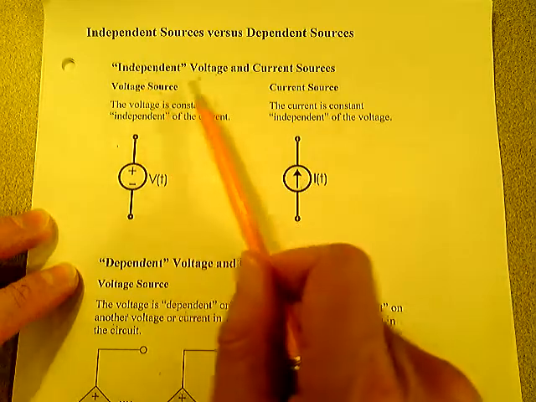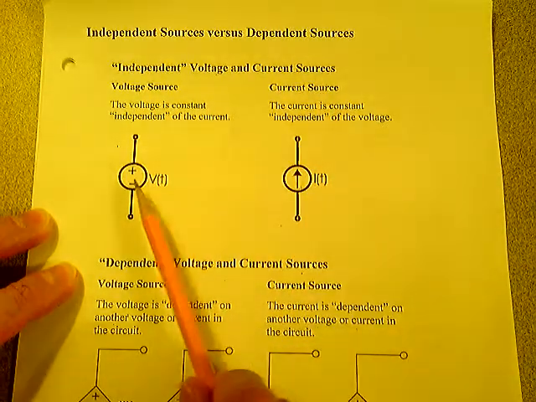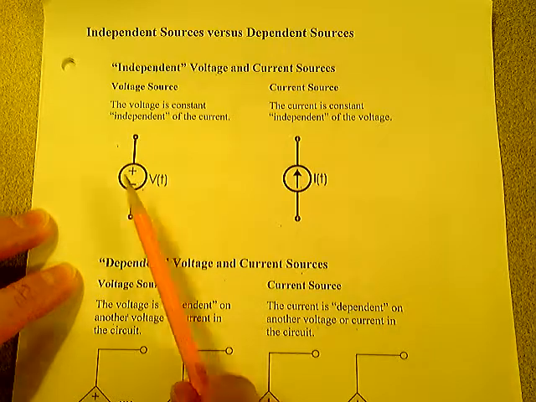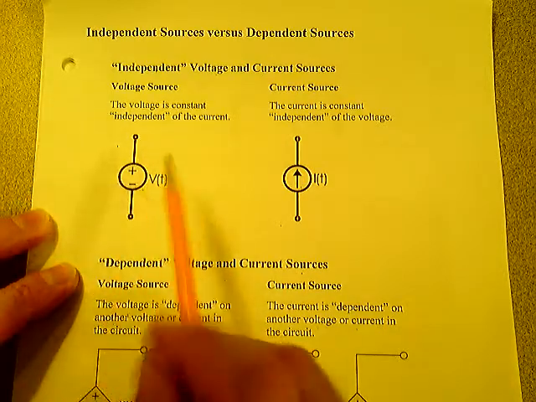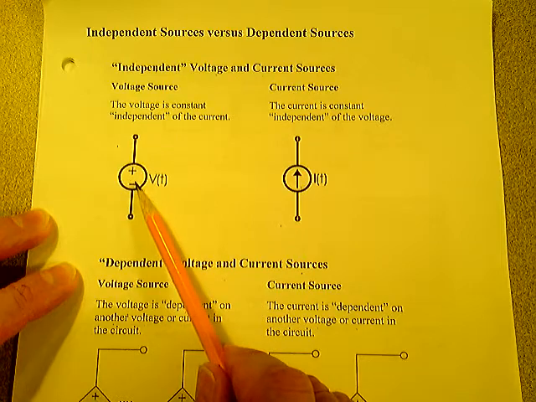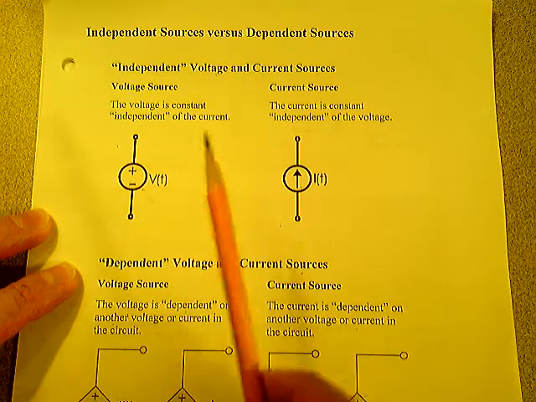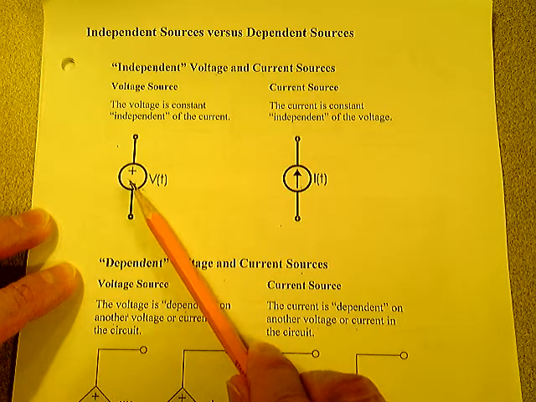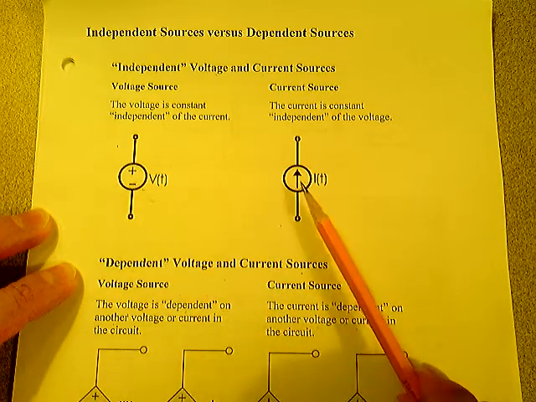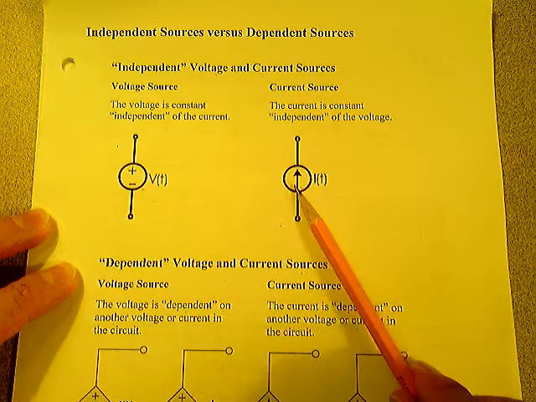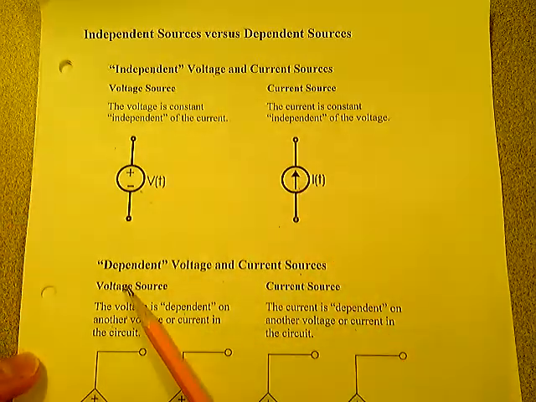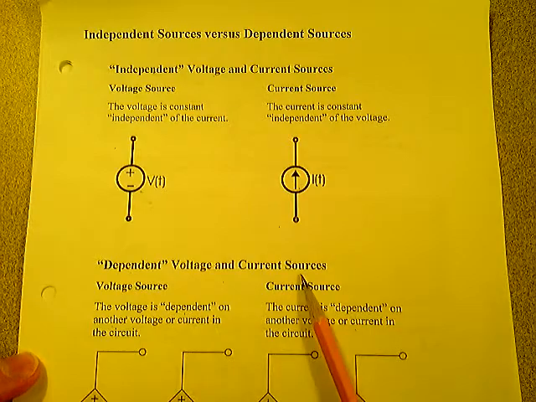These are independent voltage and current sources. Now, we also have another symbol, the battery. If you remember the battery that had those parallel plates, that's another way of drawing an independent voltage source. But generally speaking, from this point on, this will be a typical independent voltage source, and this will be a typical independent current source. Next thing I want to talk about are dependent voltage and current sources.